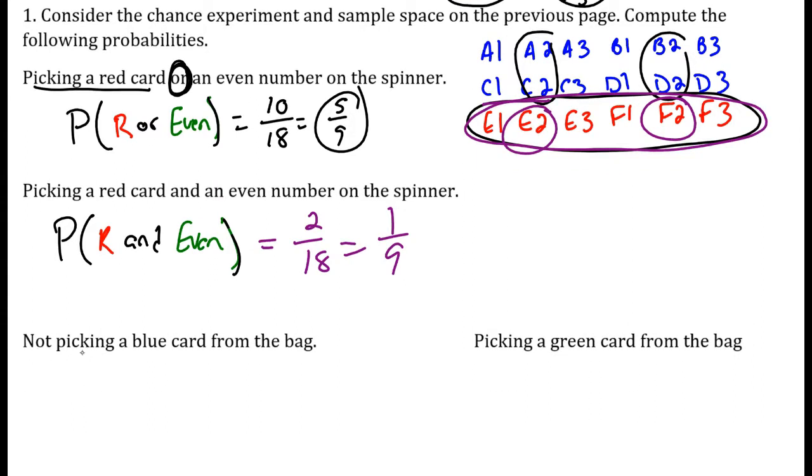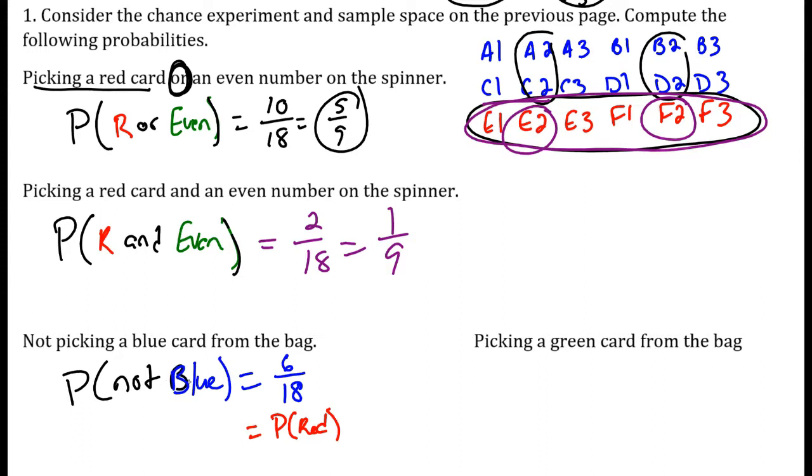What's the probability of not picking a blue? So the probability of not blue is, well, there's 1, 2, 3, 4, 5... There's 12 blue out of 18, so 6 out of 18. This is the same as the probability of picking a red. The probability of not blue is the same as the probability of picking a red.